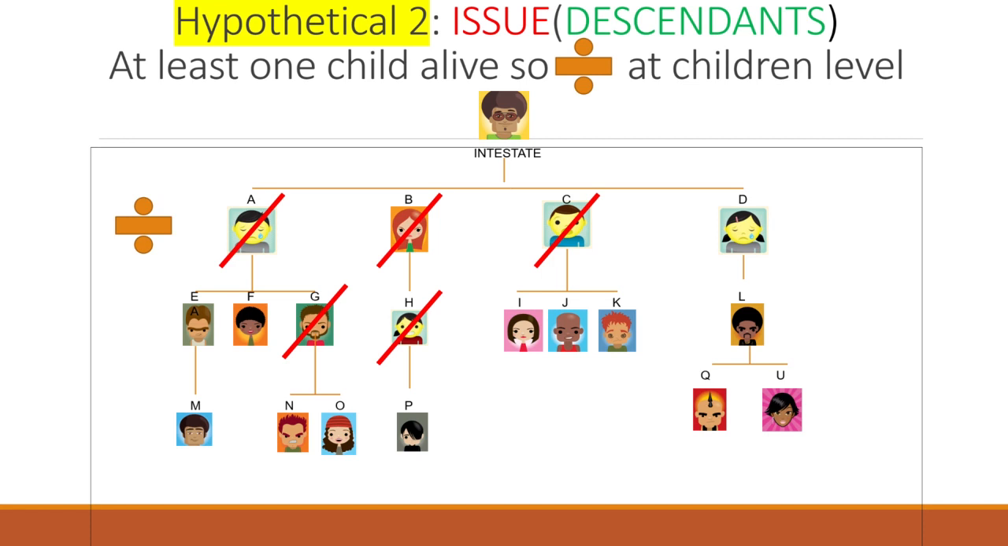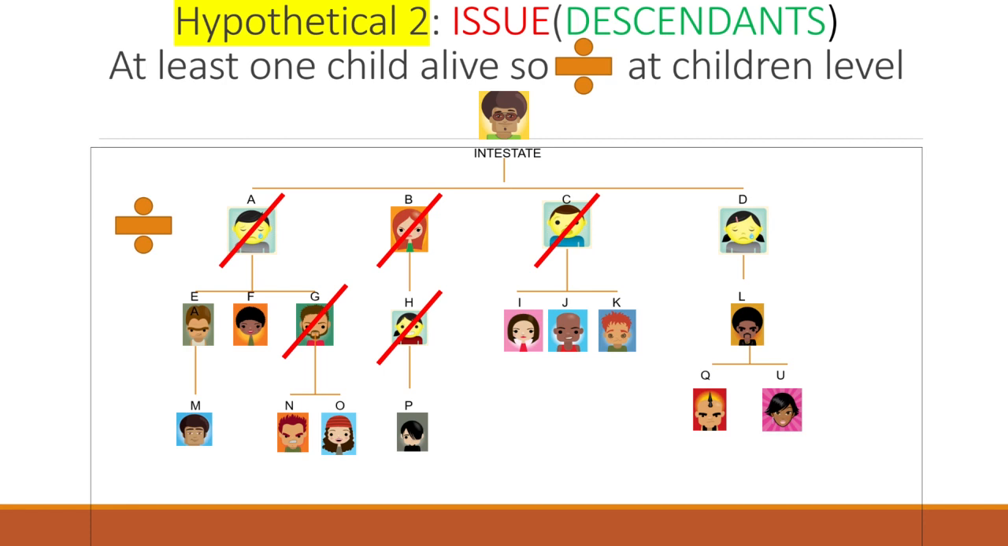Hypothetical 2, again, you're dividing at the same level. Why? Because D is alive. Then in Maryland and UPC, drastic differences. Under Maryland, the descendants of A will inherit A's share. The descendant of B, P, will take a full 1/4. C's share will be distributed between I, J, and K. L gets nothing because D is alive.